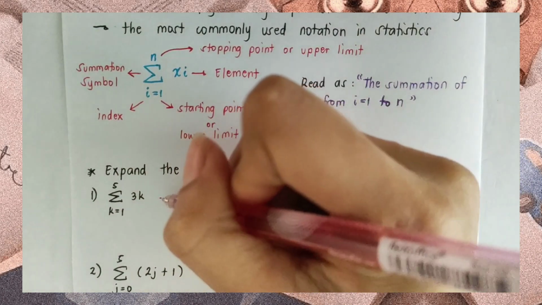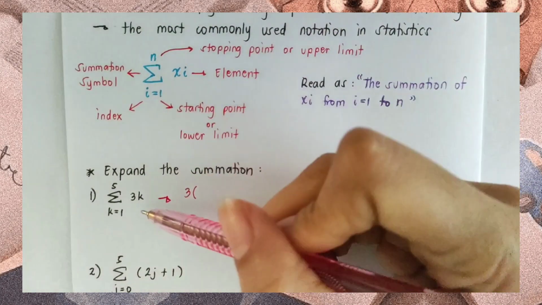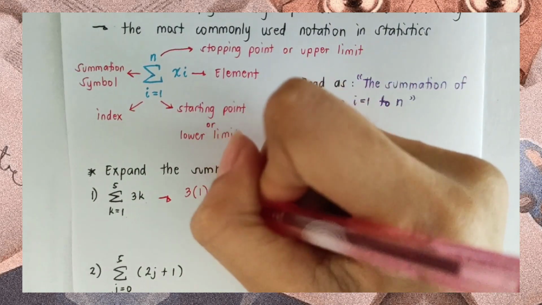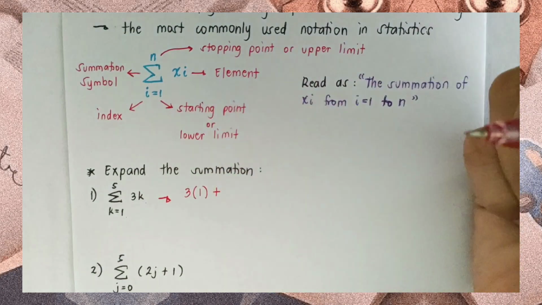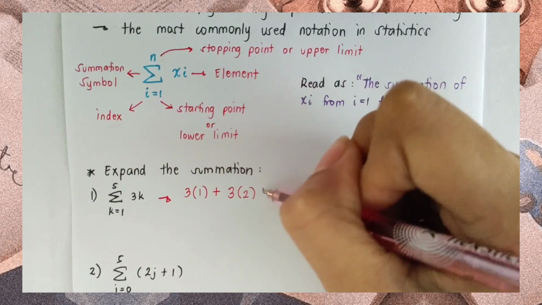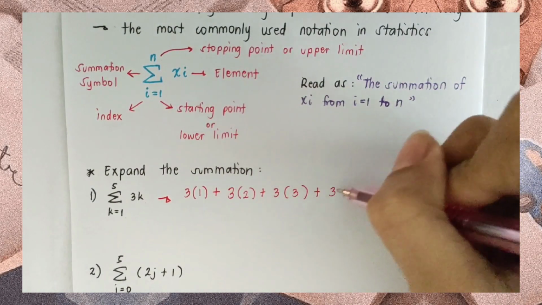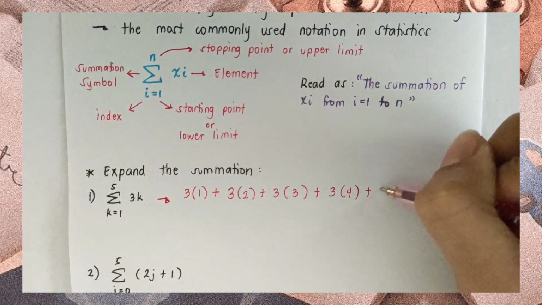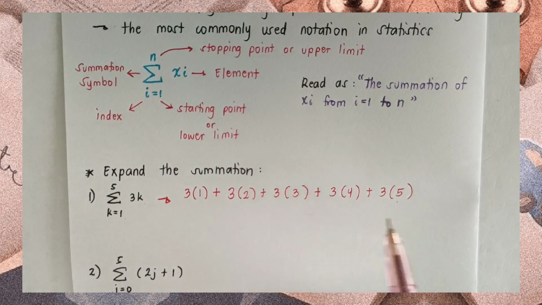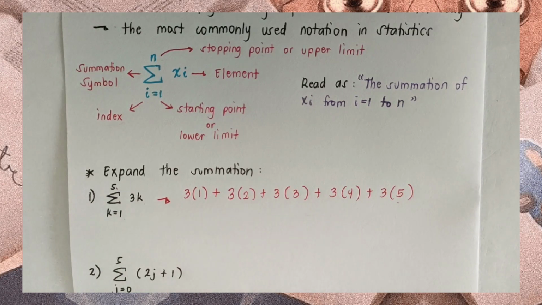So this becomes 3 times 1 plus, because summation we will add, 3 times 2 plus 3 times 3 plus 3 times 4 plus 3 times 5. We will now stop at 5. Why? Because that is our stopping point or our upper limit.